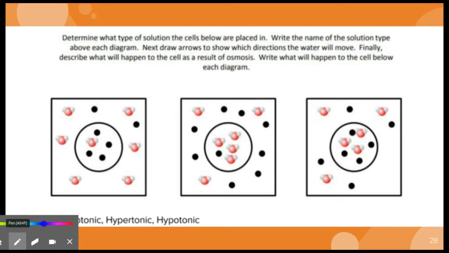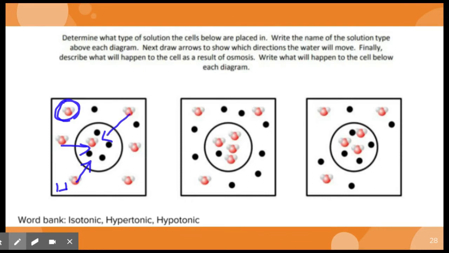Now, what we want to pay attention to is how much water is on the outside and how much water is on the inside. And my water is this little dude right here, H2O, 2 hydrogens and an O. And I have higher concentrations of water on the outside and lower concentration of water on the inside. Remember that with osmosis, we are moving from high concentration to low concentration. So my water is going to move into my cell. Over time, my cell is going to expand and explode. So we're going to write that.